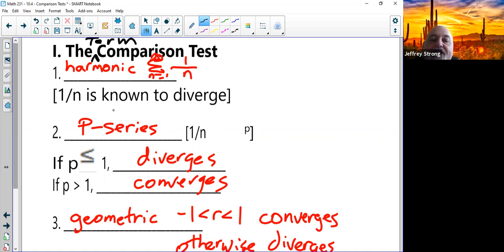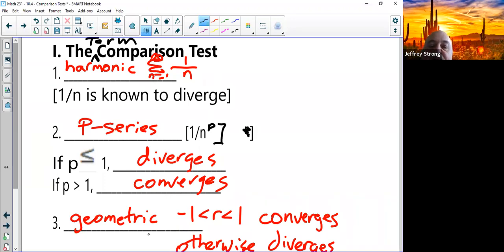Okay, then you have these series, 1 over n to the p. So let's write it right there. Let's close that off. All right, so if p is less than or equal to 1, the series diverges. If p is greater than 1, the series converges.